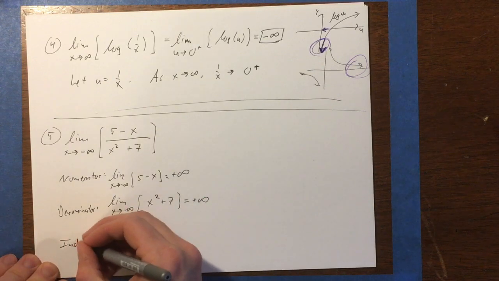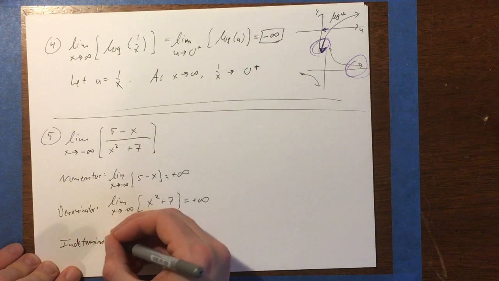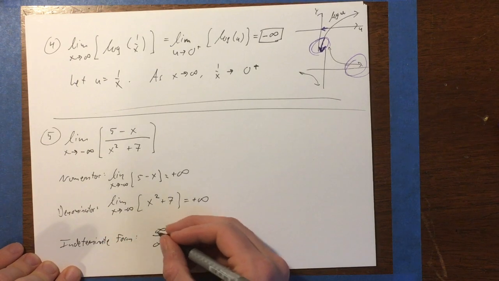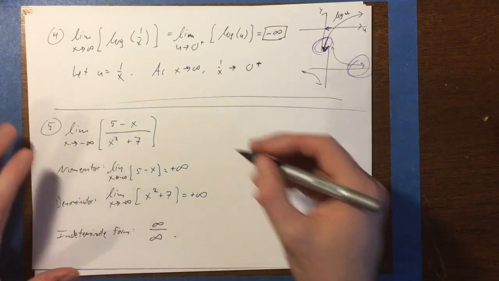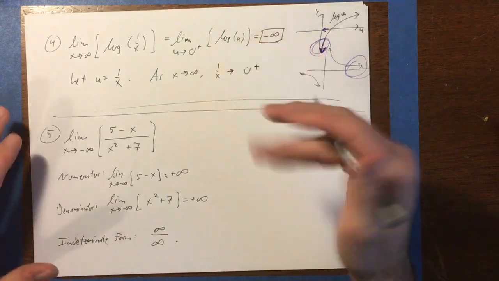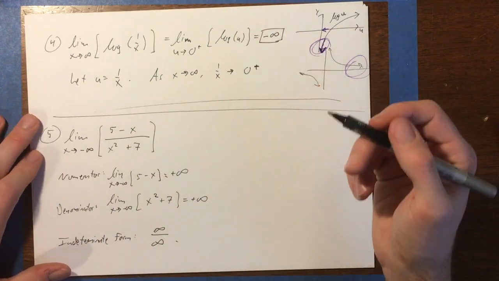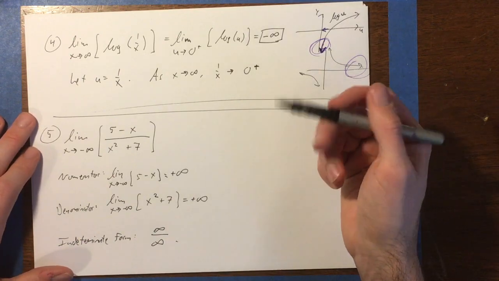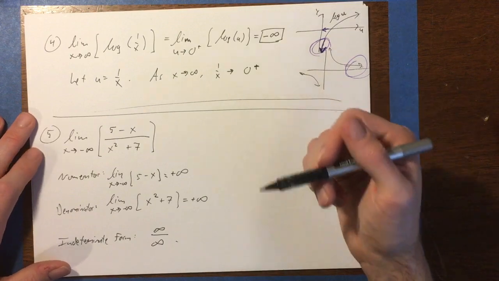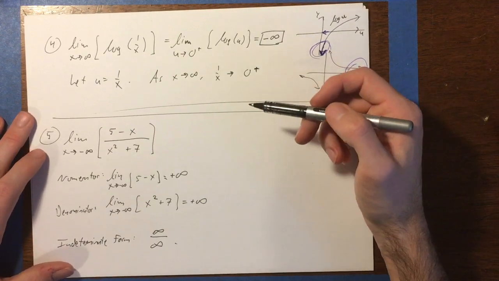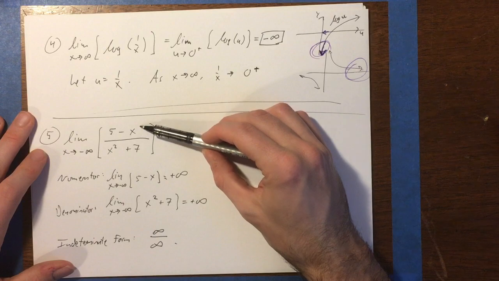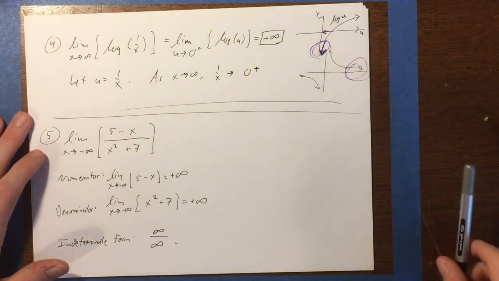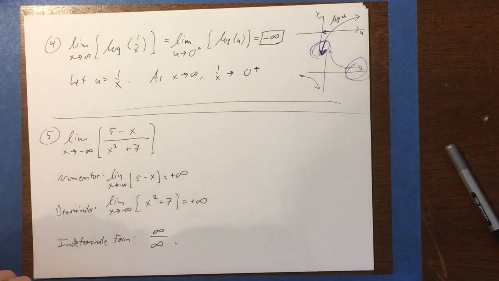So again, we have that indeterminate form, infinity over infinity. So let's apply the same strategy that I showed you last time. Let's take the highest power of x and divide the numerator by that power of x, and divide the denominator by that power of x as well. But do we want the highest power from the numerator or the highest power from the denominator? Generally, the rule of thumb that you can use here is you want to take the highest power from the denominator.